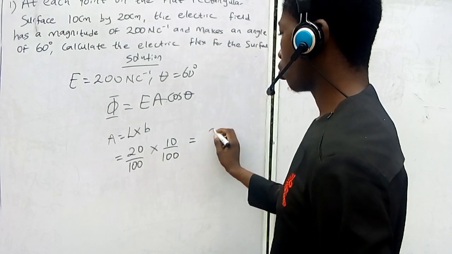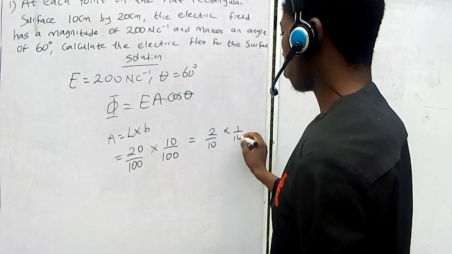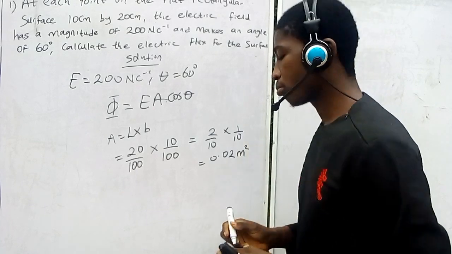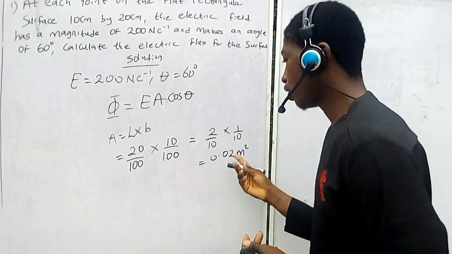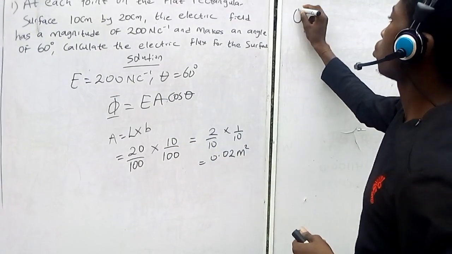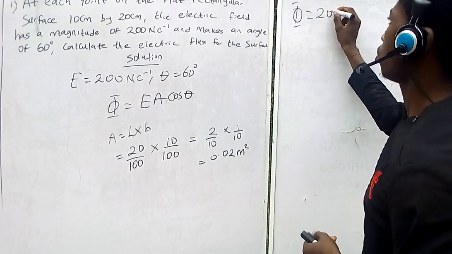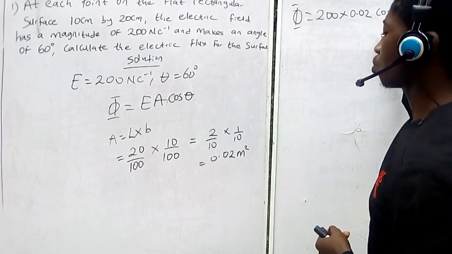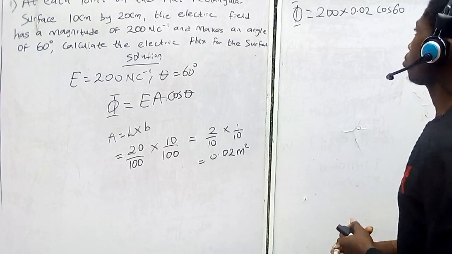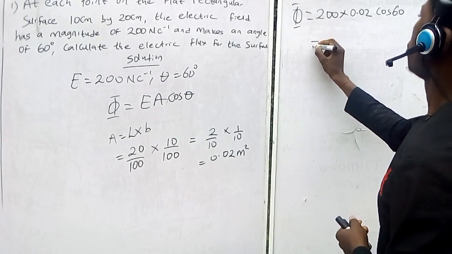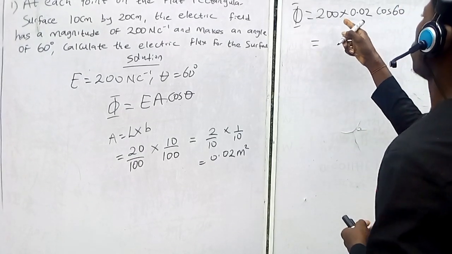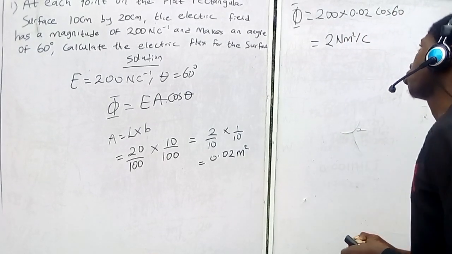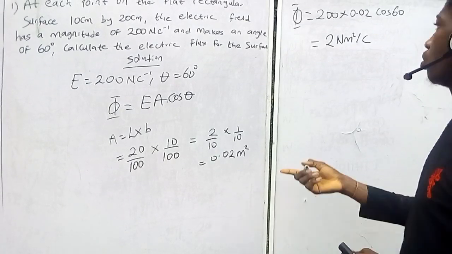So if you do it, we'll have 2 over 10 times 1 over 10, and that will be 0.02 meter squared. So this is the area. We have the area now, so let's input it here. Electric flux: the electric field is 200, multiplied by our area 0.02, then cos 60. If you do everything, you should have 2 Newton meter squared. So this is the answer for this question.